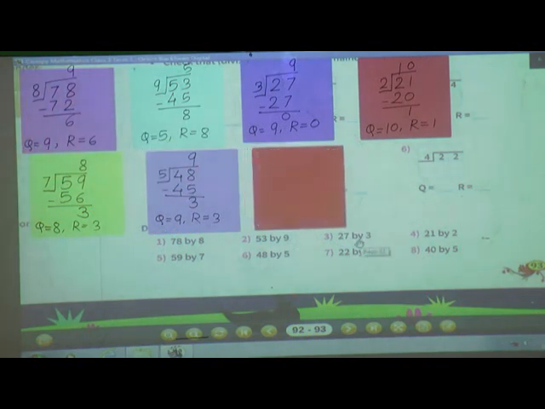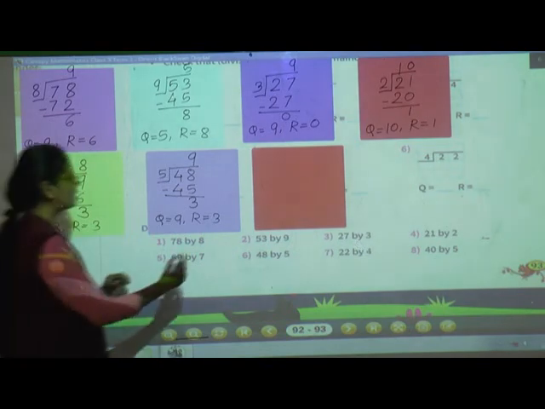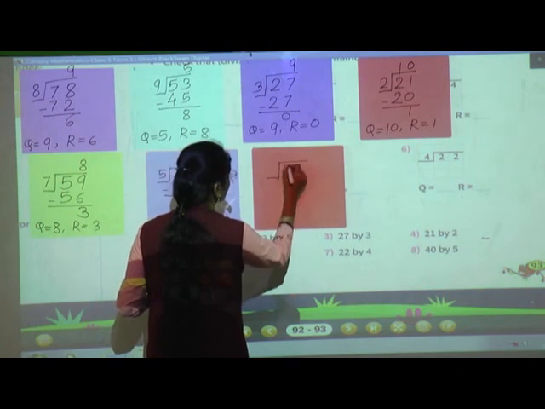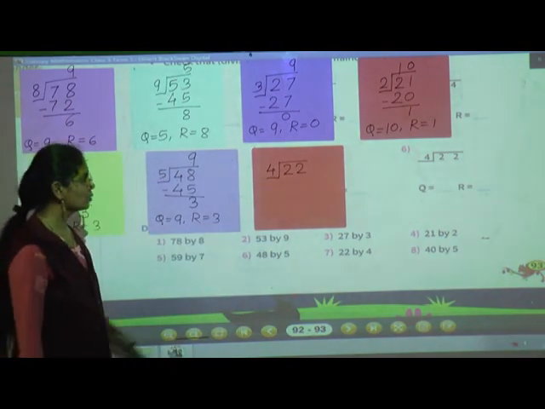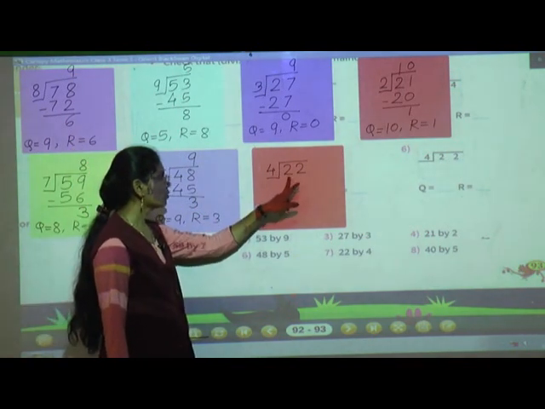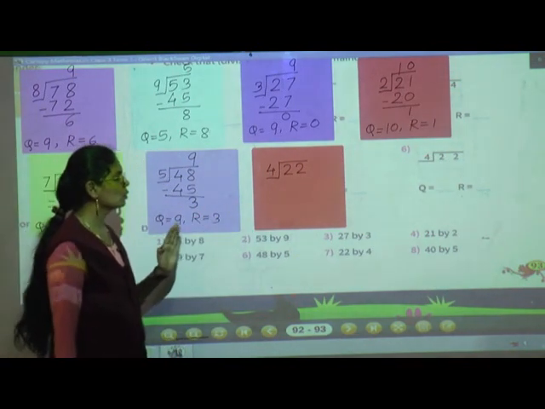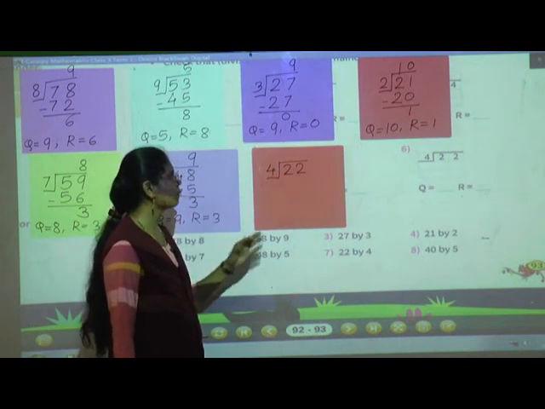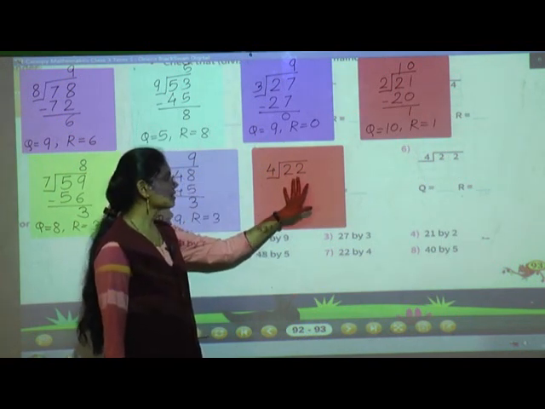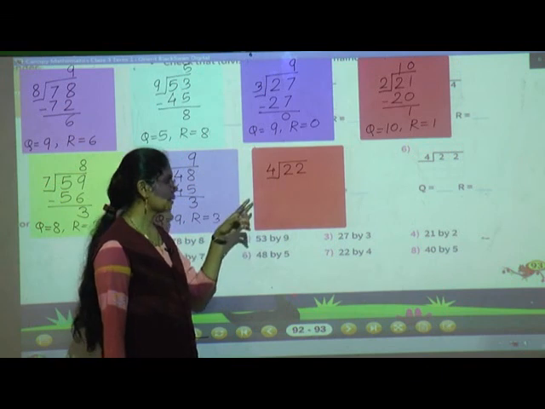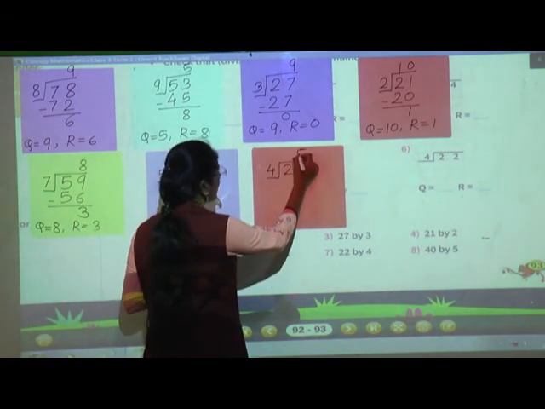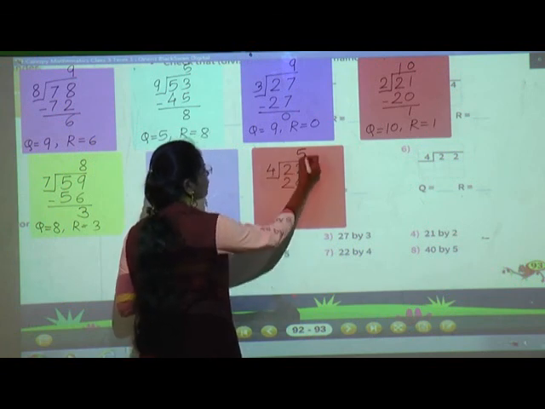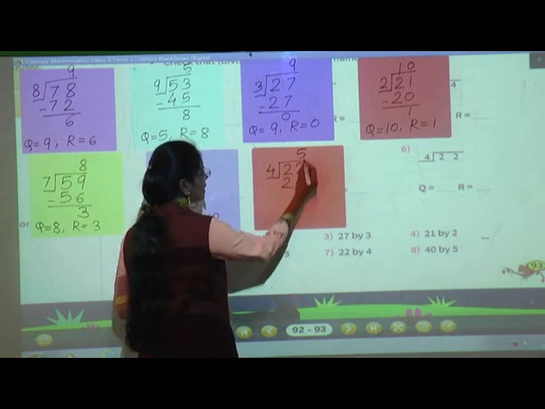22 divided by 4. Now see the table of 4. Is 22 there? No, 22 is not there. Then what will we do? We will find the smaller number than 22. Which number is smaller than 22? 20 is there. How many 4s make 20? 4 5s are 20. Say 4 5s are 20.